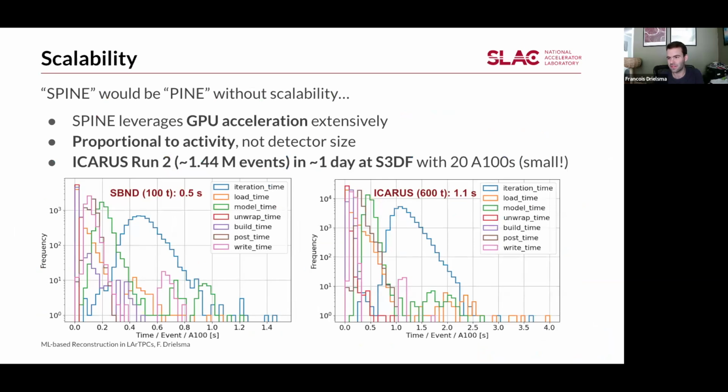So it's a machine learning algorithm. So it's very much optimized for GPU acceleration. And so if you take run 2 of ICARUS, which corresponds to something like 6 months of data taking, you can reconstruct the entirety of the data set taken by a big experiment like ICARUS at SBN within a day with very modest resources, so something like 20 GPUs, which is something you get on a development cluster, and an embarrassingly low amount of resources if you're talking about high power computing centers.